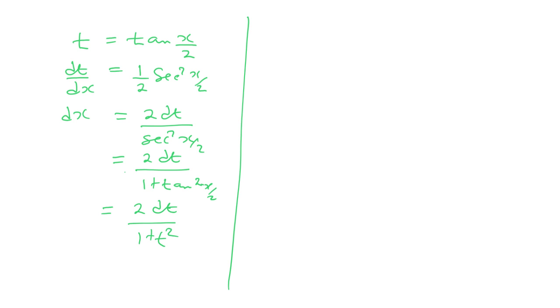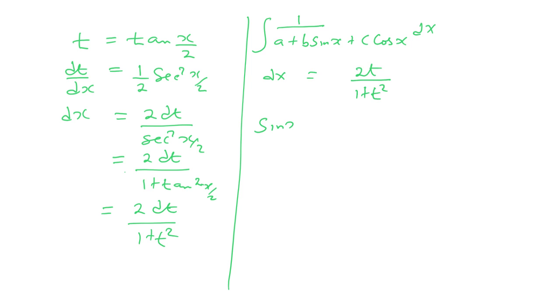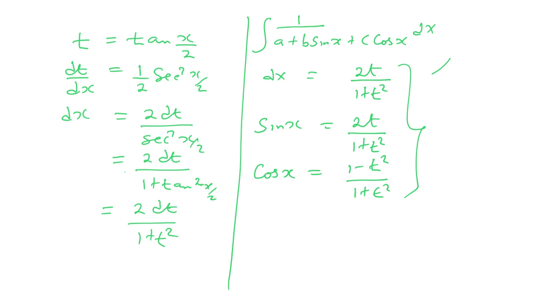So we can now go ahead and integrate. Remember we have the integral 1 over a plus b sine x plus c cos x dx. What we are left with is to substitute for dx as 2 dt over 1 plus t squared, for sine x as 2t over 1 plus t squared, and for cosine x as 1 minus t squared over 1 plus t squared. So those three substitutions will help us solve integrals of this form.